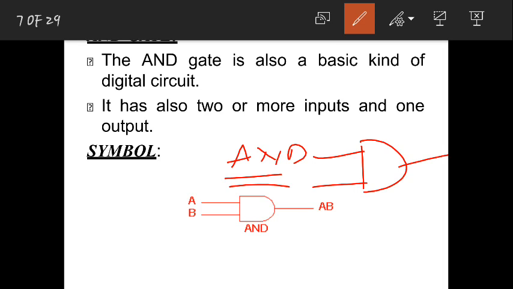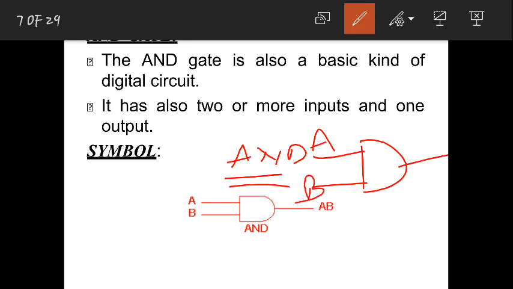So, the AND gate is also a basic kind of digital circuit. It has 2 or more inputs and 1 output. Here we have considered a 2 input AND gate. The symbol is the D shape, here the output, and these are both inputs. You should also always mention the variables you are assigning for those inputs, A, B.